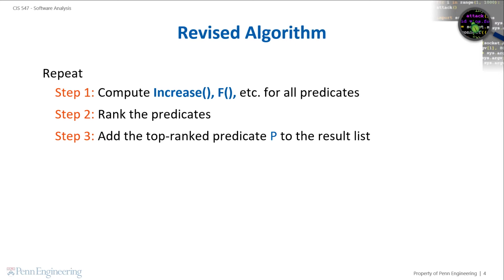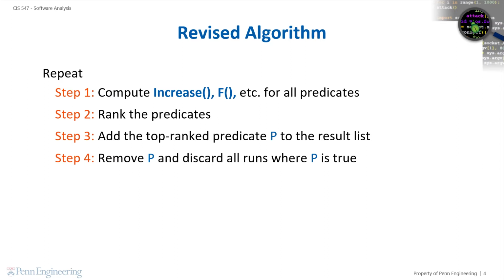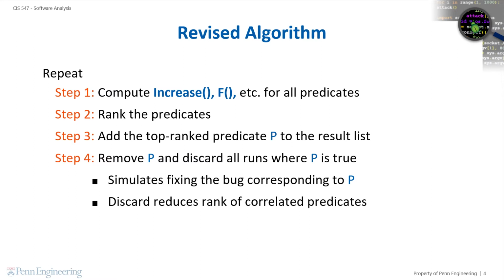Third, it takes the top ranked predicate P and adds it to the list of results. This predicate is deemed the best predictor of the most common bug so far. Finally, the algorithm removes predicate P from further consideration and discards all successful and failing runs in which P is true. This has the effect of simulating fixing the bug predicted by P. Removing these runs reduces the rank of predicates correlated with P, thereby allowing predictors of other bugs to rise to the top. Once we have discarded all runs, then we end the algorithm.